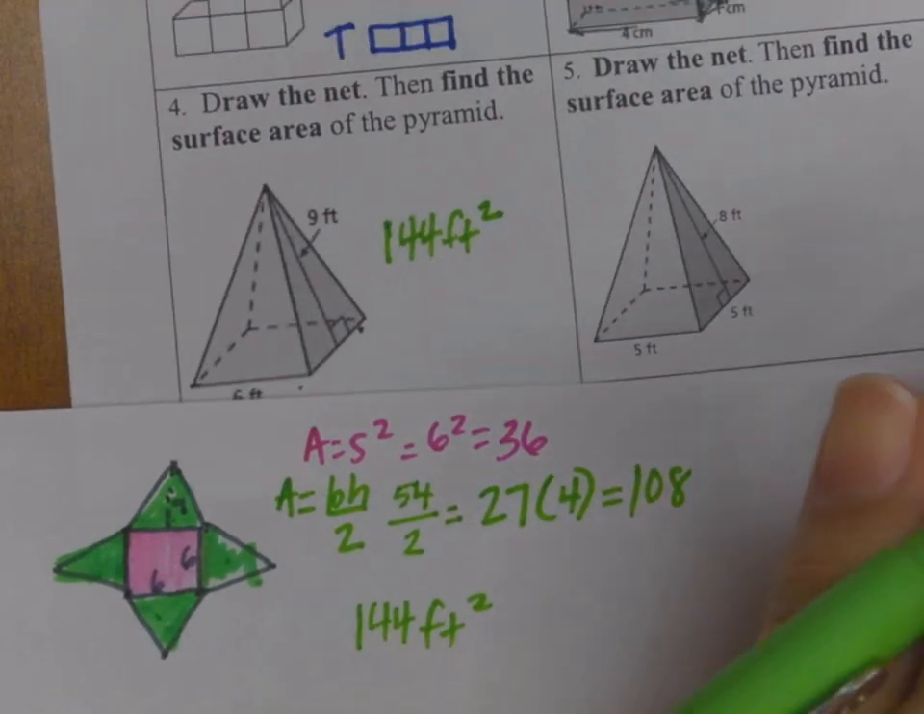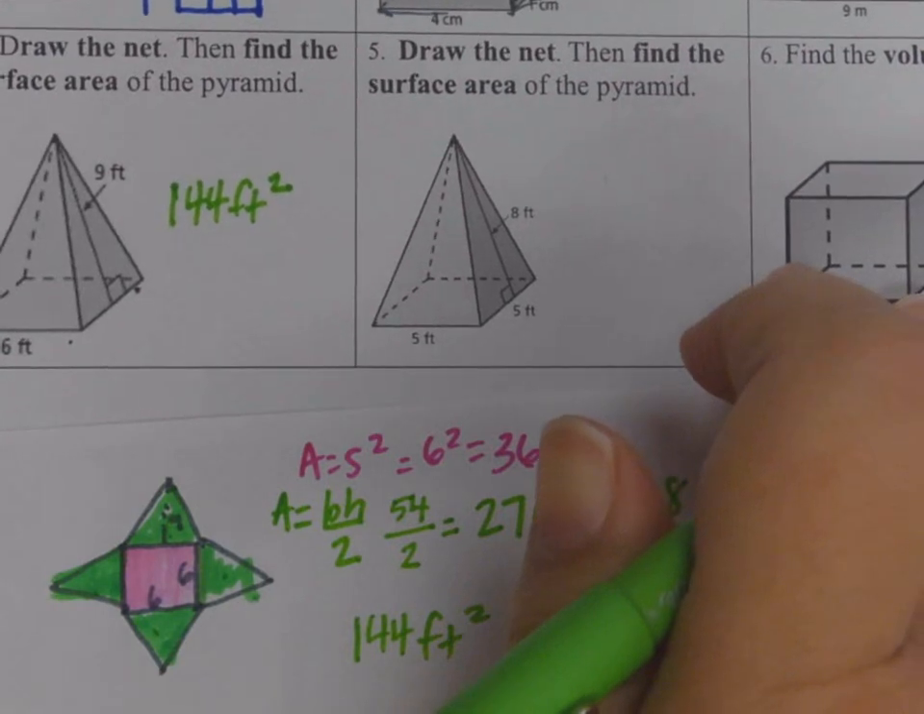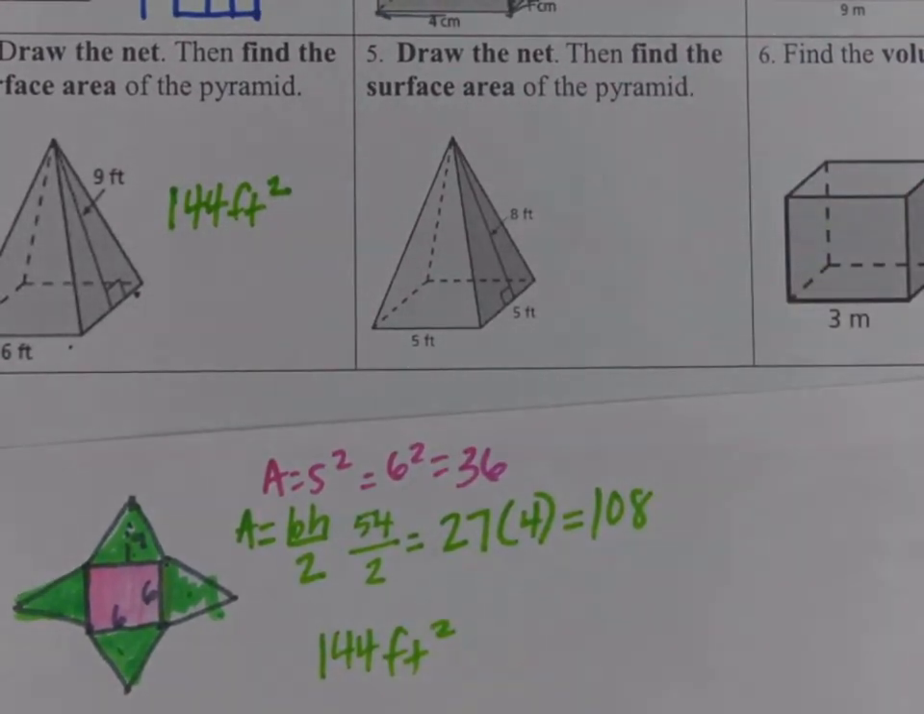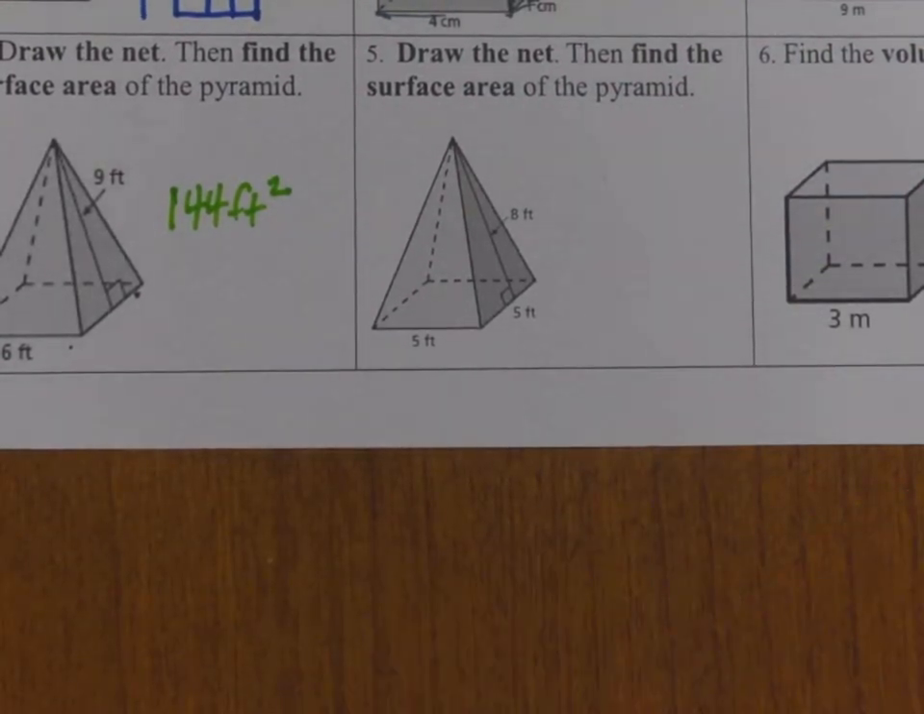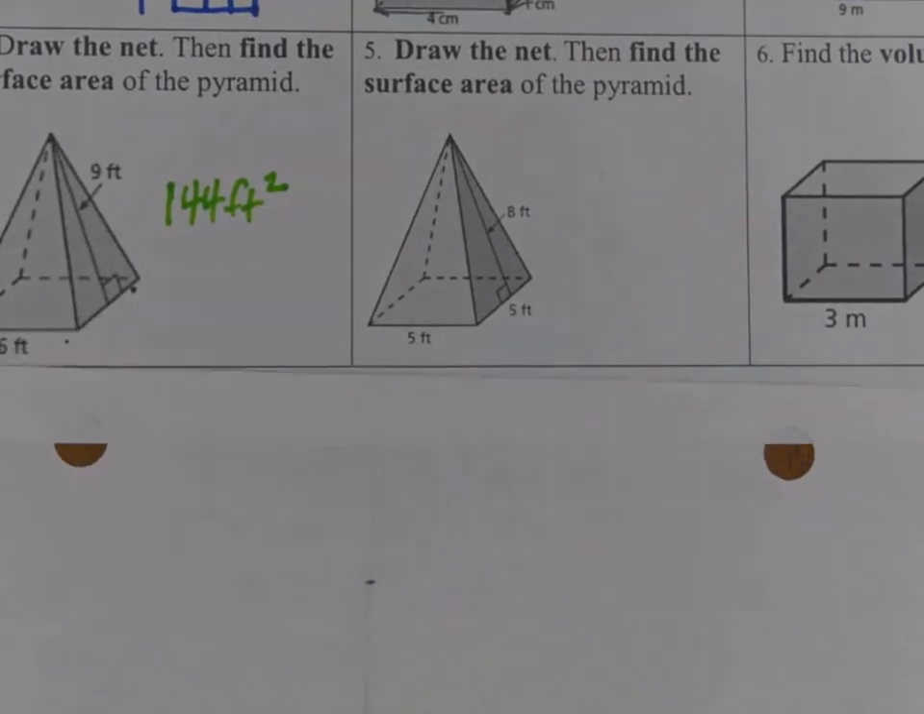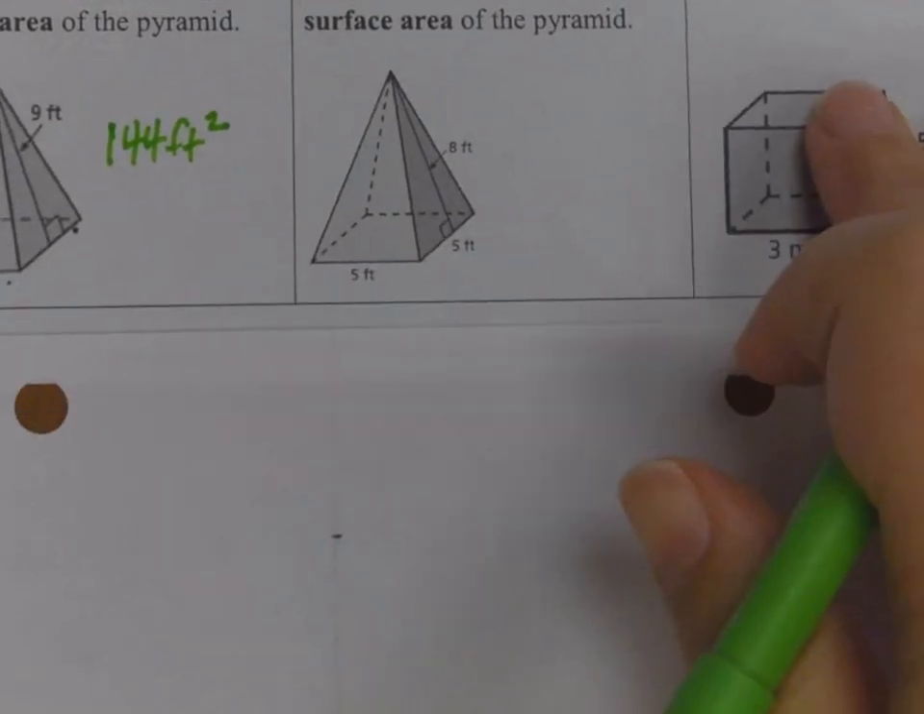Next up, we've got another pyramid. Solve it the same way. It's even a square pyramid. We should have thrown a triangular pyramid at you, but you lucked out. It's just the same as number 4.